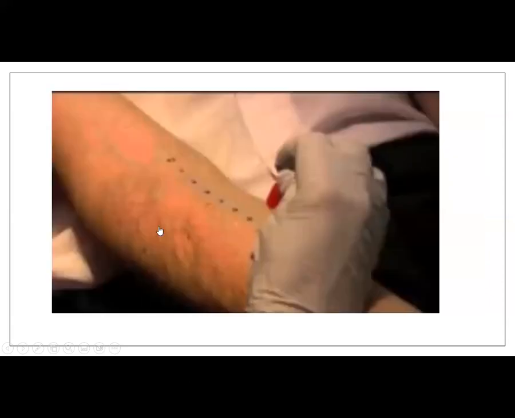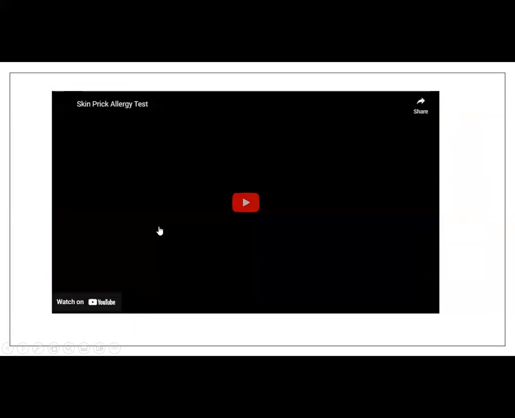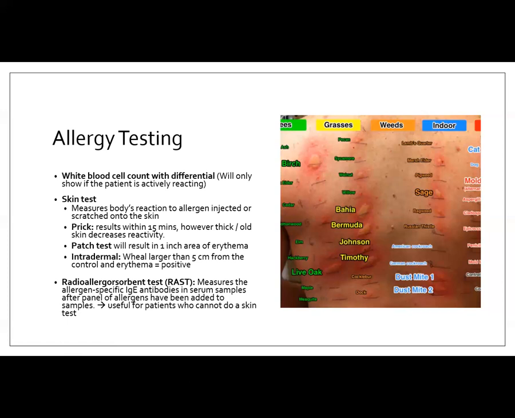On this next one, I show you on this video here that you can watch on Momentum, it shows you what it looks like with the actual prick. The patch test will result in a 1 inch area of erythema, which means a positive test. Intradermal is when your wheal is larger than 5 centimeters from the control, and erythema, which equals a positive test. So know what these positive tests look like as opposed to not being positive.